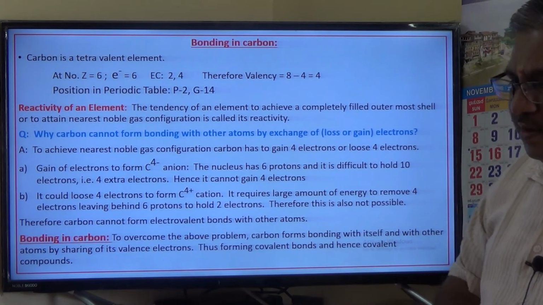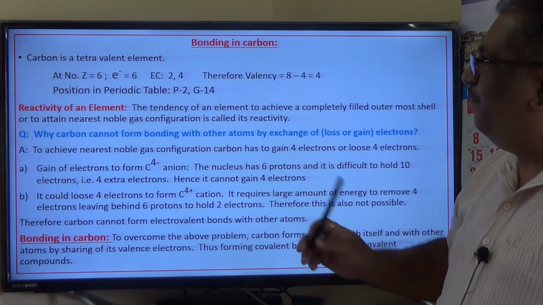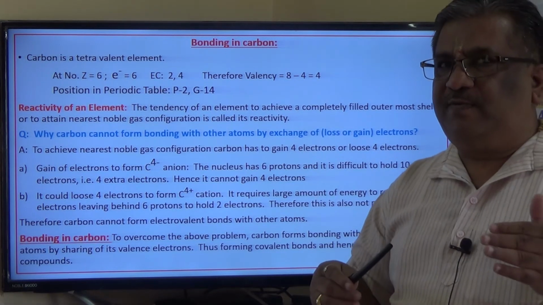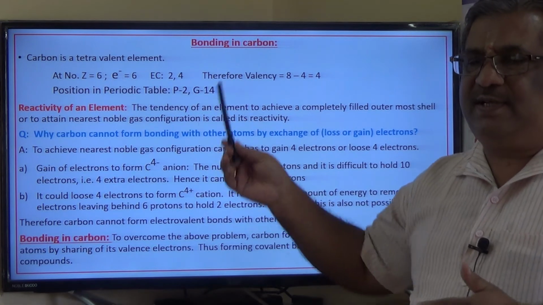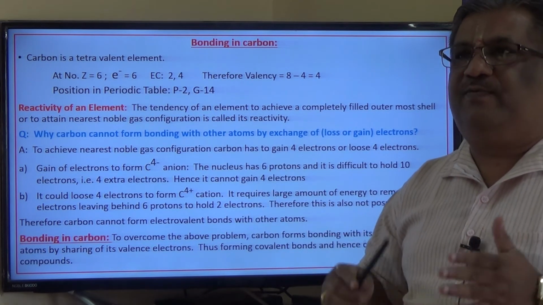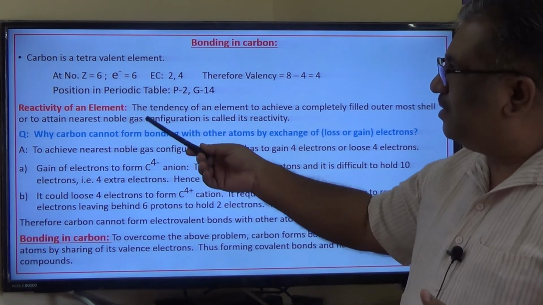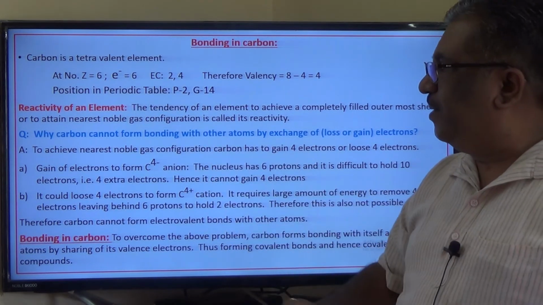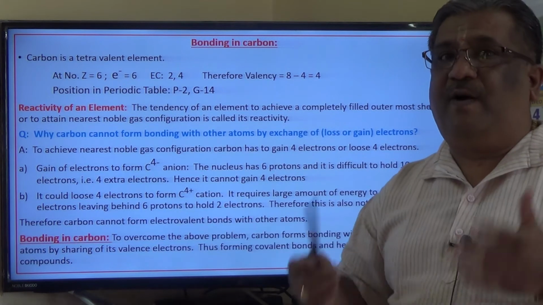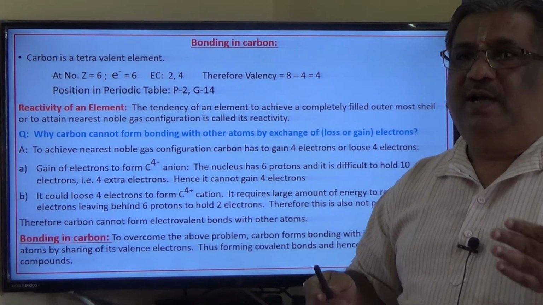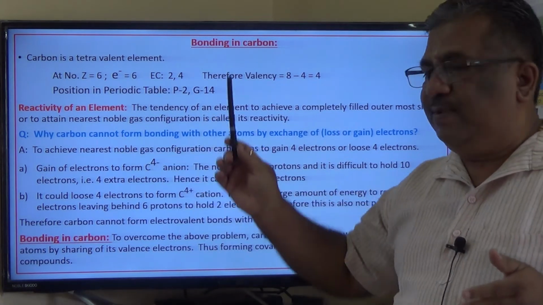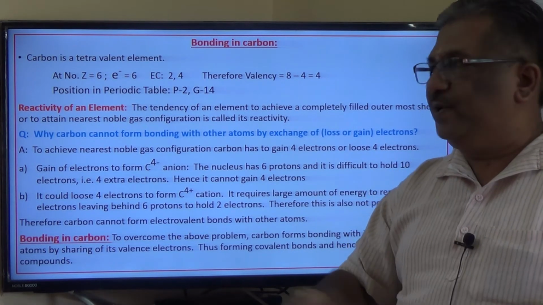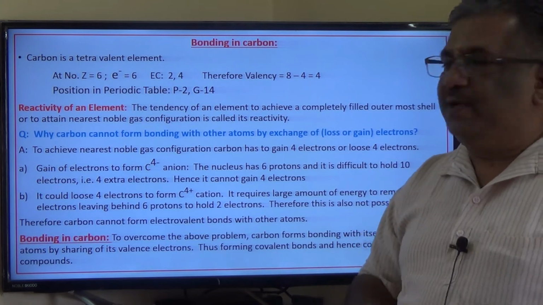Next, bonding in carbon. Those covalent bond formations we'll see later. Okay, first let us see a little bit more. Let us have some more information about carbon, what is the reactivity of an element, and with respect to carbon what is reactivity, and why carbon cannot form the ionic bond. Once after understanding why carbon cannot form an ionic bond, then we'll go once again to covalent bond formation by carbon and take some examples.